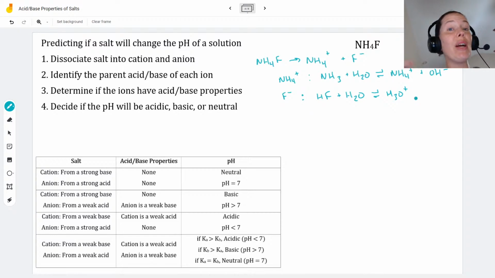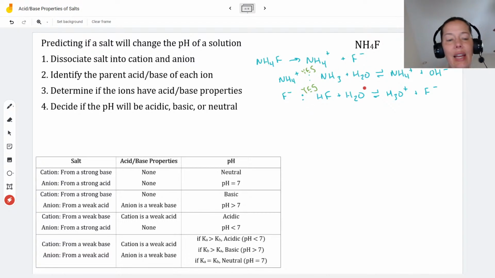So hydrochloric, hydrobromic, hydroiodic are all strong acids, but hydrofluoric is not. So where am I? There's the hydronium ion and the fluoride anion. So this one is also in equilibrium. So in this example, I have both the cation and the anion coming from weak acids and weak bases. Okay, so what that means is they both are going to have acid-base properties. So let me just write a yes for both of these right here. And now we need to determine again, is this going to give an acidic, basic, or neutral solution?